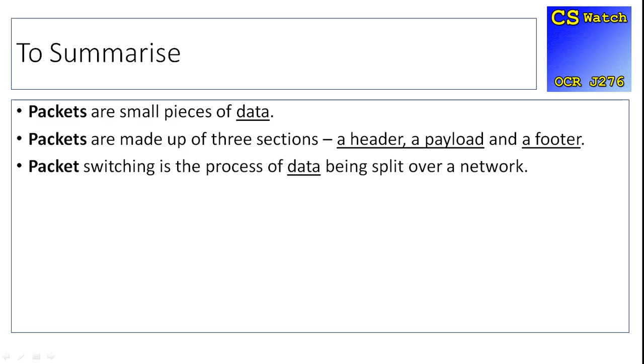So, packets are small pieces of data. When something gets split up, the packet size is as equal as possible. Packets are made up of three sections: a header, a payload, and a footer. And packet switching is a process of sending the information in packets across the network through various different routes to be able to get there as quickly as possible. Once it gets onto the receiving end, they do the checksum to make sure they've got all the information. They put it together, and then they send back a confirmation message to say, yep, we've received everything.